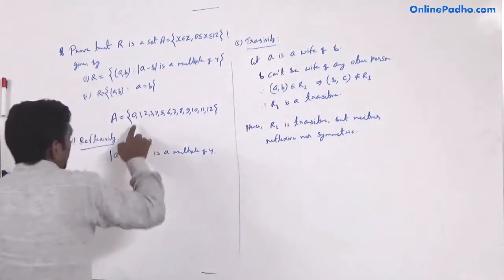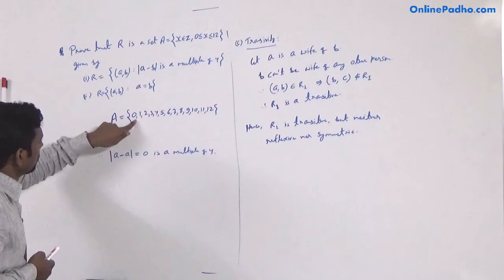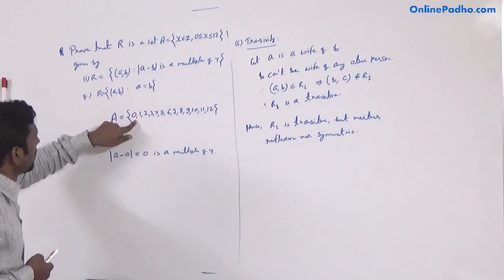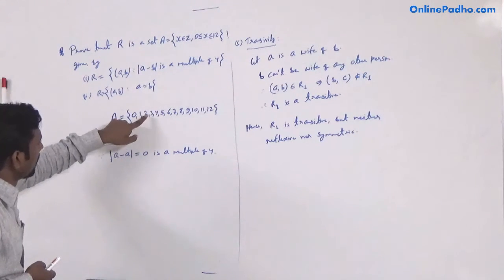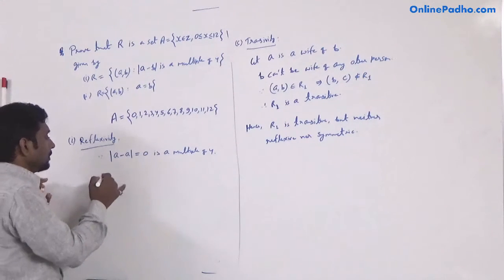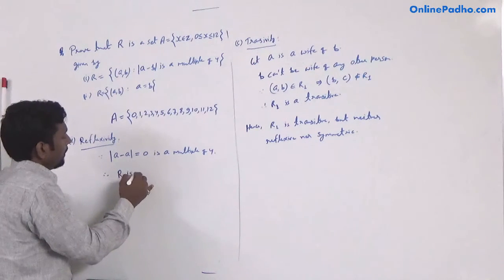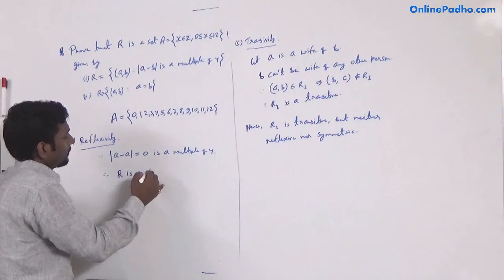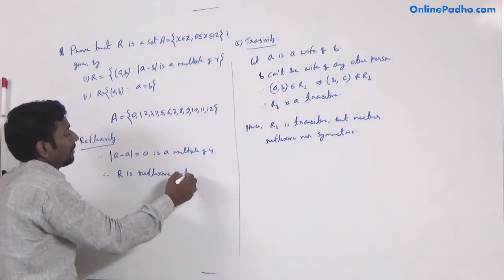So for every number we can say that 0 minus 0, mod 0 minus 0 belongs to the relation, 1 minus 1 belongs to the relation, 2 minus 2 belongs to the relation, and so on. 12 minus 12 also belongs to the relation. So therefore R is a reflexive relation.